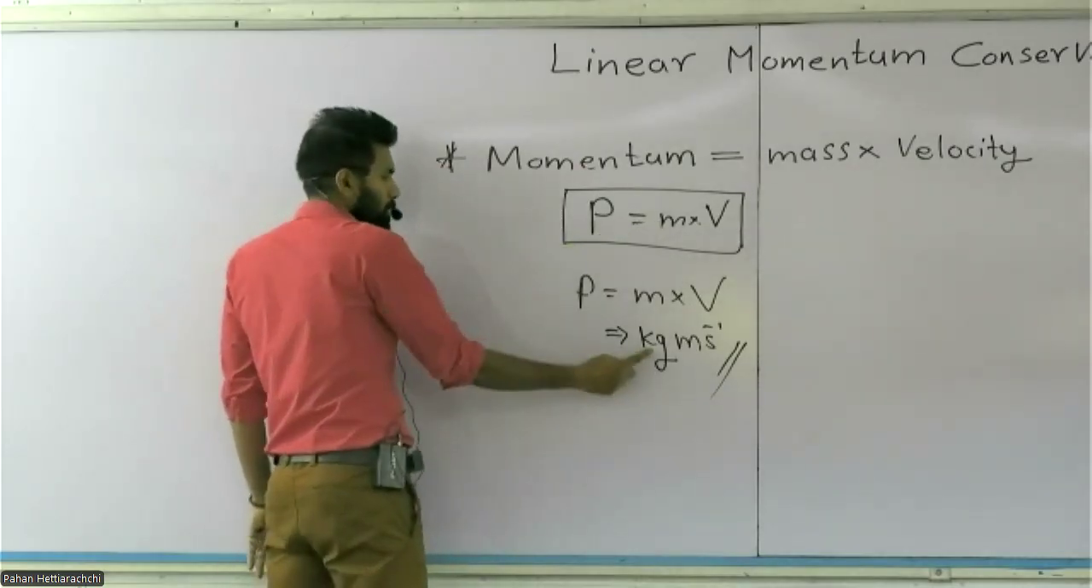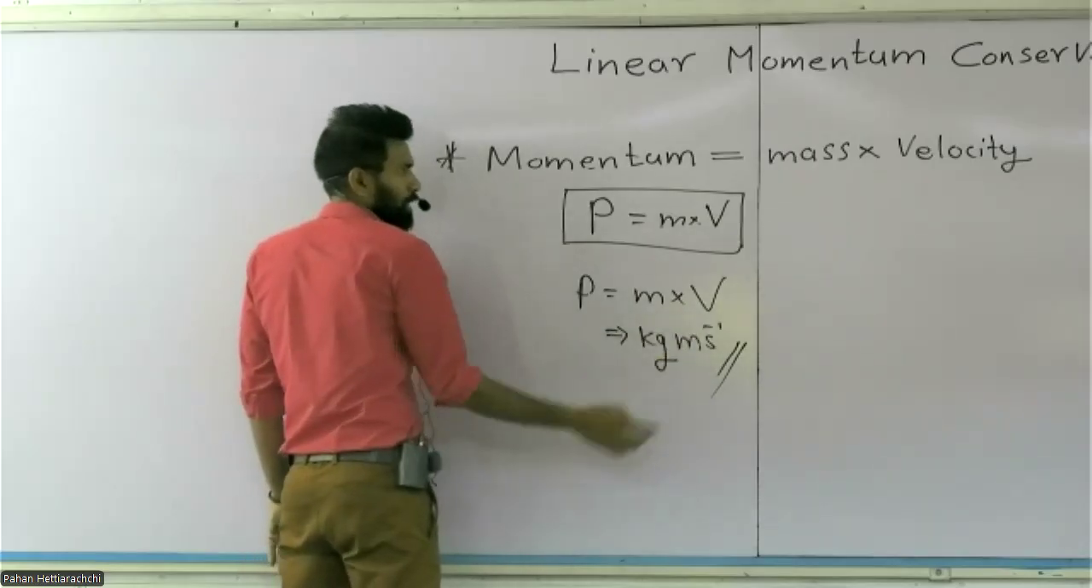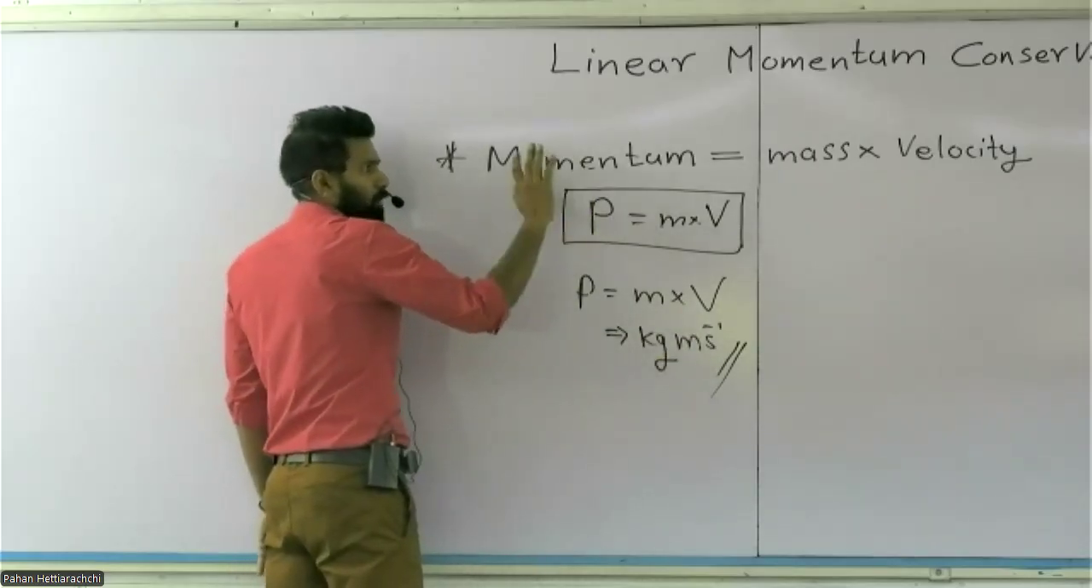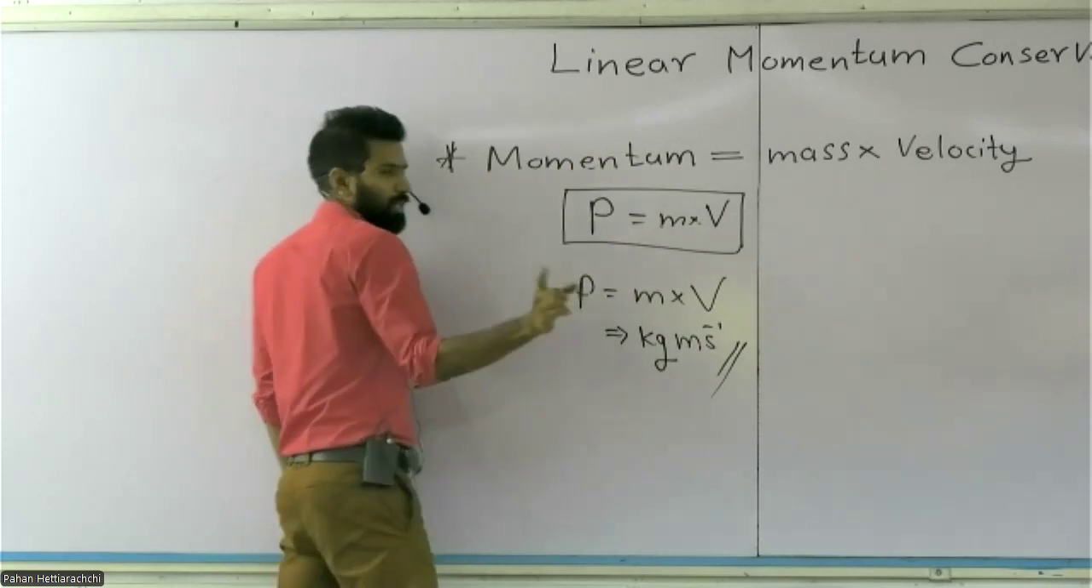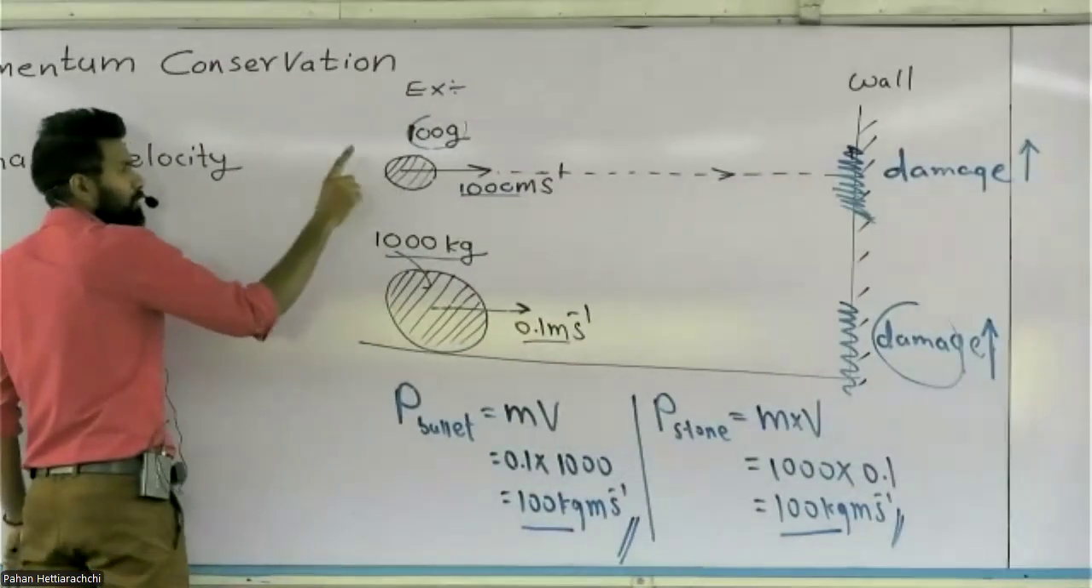Mass is measured in kilograms, velocity in meters per second, so the unit is kg meter per second. So that's the one. Momentum is mass into velocity. The next important thing: what is the physical meaning of momentum?